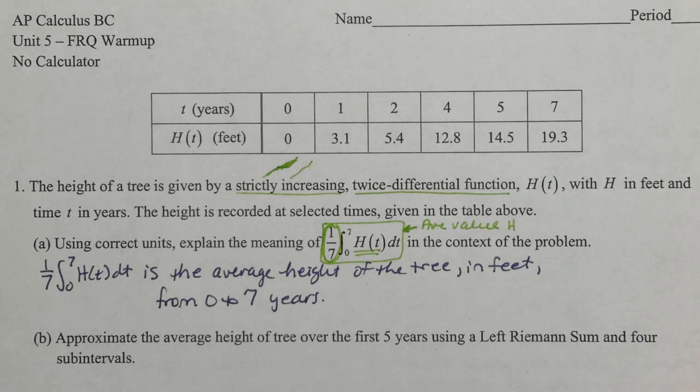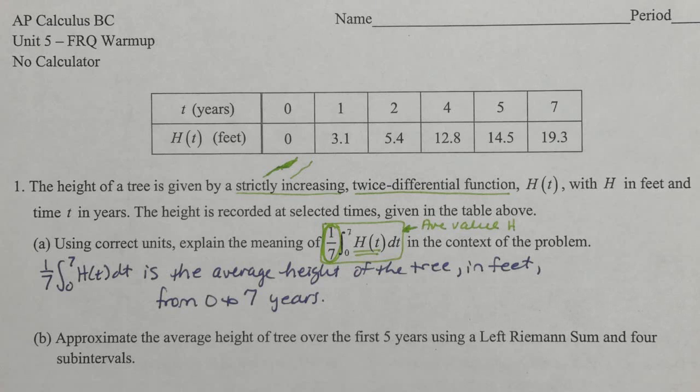When you read back your sentence, it should make sense. If it does not make sense, you have done something wrong. Okay? Common mistake I see. Kids don't like to just say the average height. They like to say the average rate of change, or the rate of change of the average, or something like that. They like to include the phrase rate of change. Don't do that here. H is not a rate. H is just a height. So this is the average height.